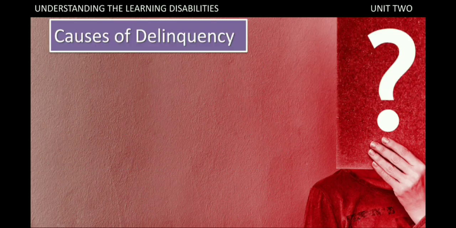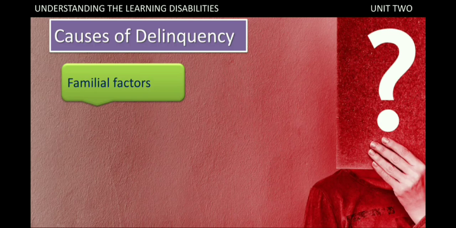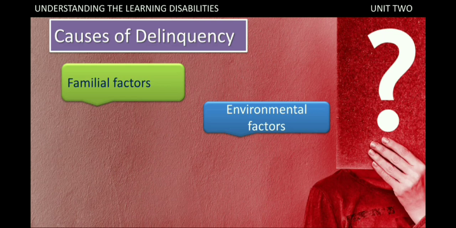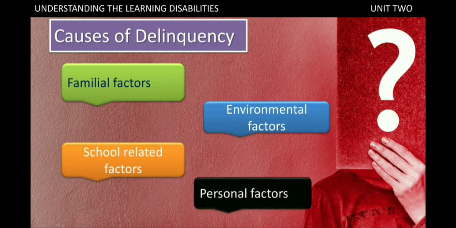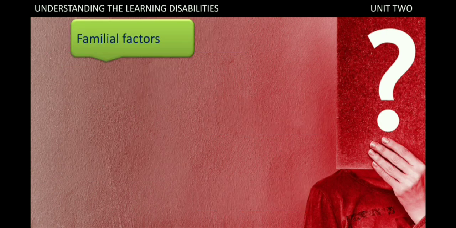What are the causes of delinquency? We'll be analyzing the factors that cause delinquent behavior in kids. Familial factors, environmental factors, school related factors, and personal factors are the causes of this delinquency. We'll be seeing them one by one in detail.